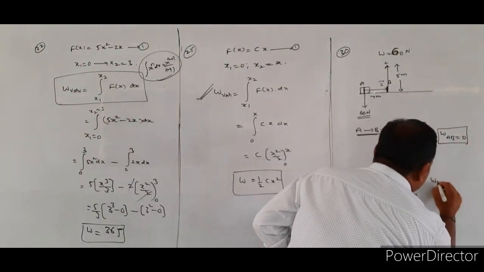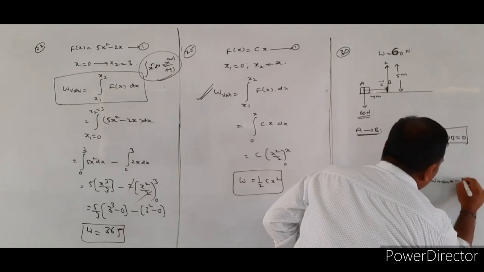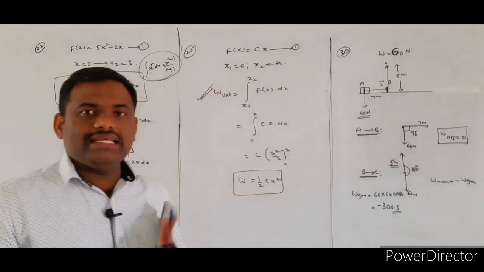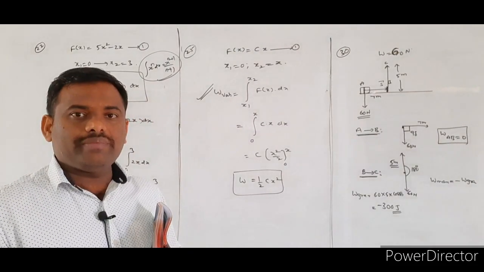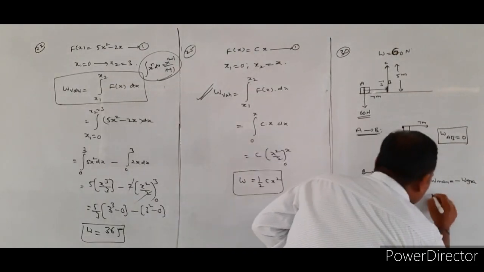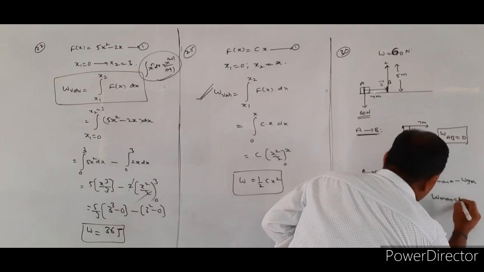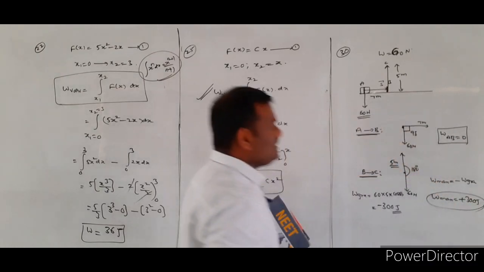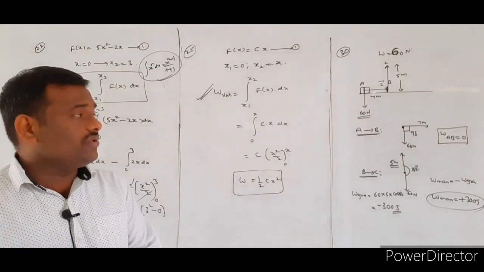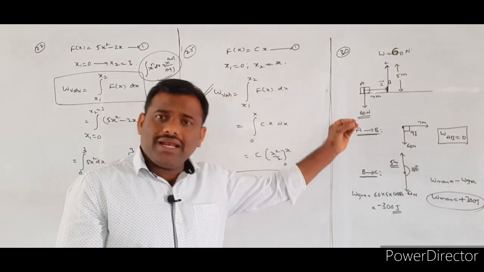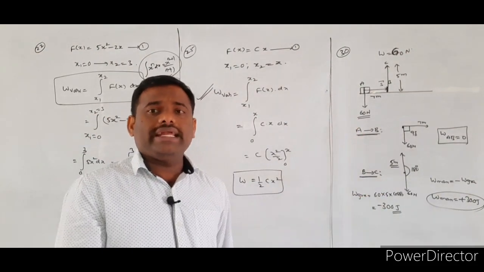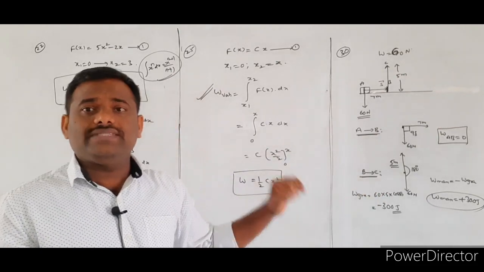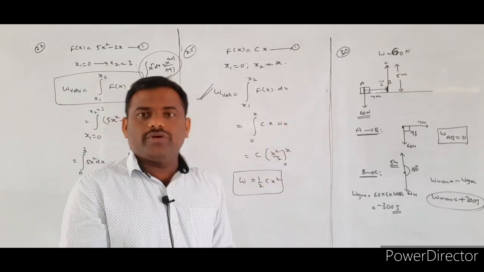So, work done by the man is equal to minus of work done by the gravitational force. Therefore, work done by the man is equal to plus 80 joules. Very, very important. Simple logic, but most of the people get confused by taking the directions of the force as well as the displacement. Very, very important.